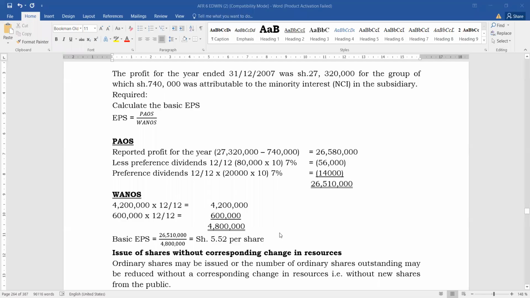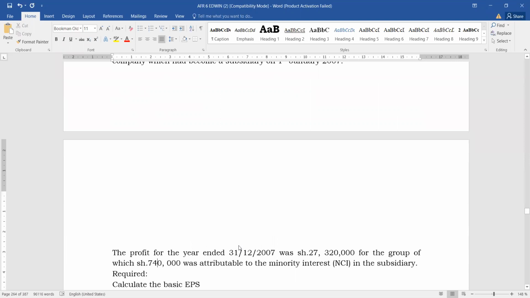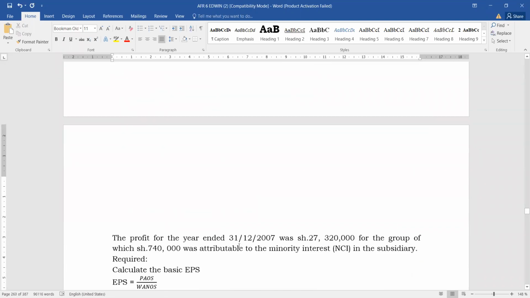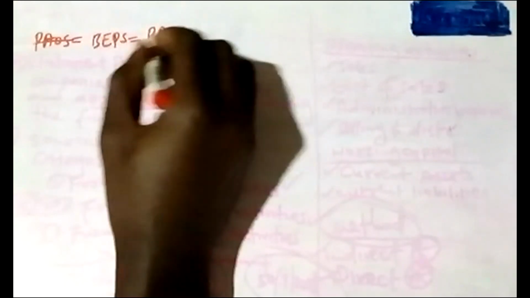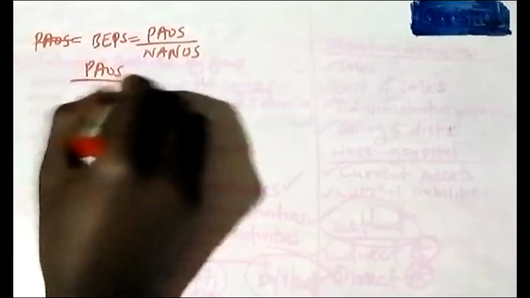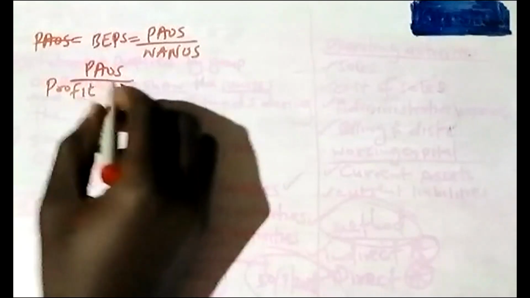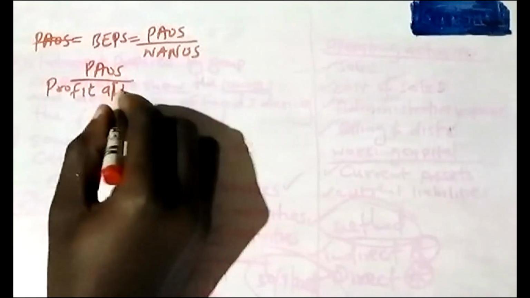So we were talking about an illustration which is provided here. Obviously, we need to start from which part? We are supposed to do the basic EPS. You know that we always say basic EPS is all about profit attributable to ordinary shareholders, PAUS, over the weighted average number of ordinary shares. So let us get PAUS. Remember that for PAUS we start from profit after tax, so net income.